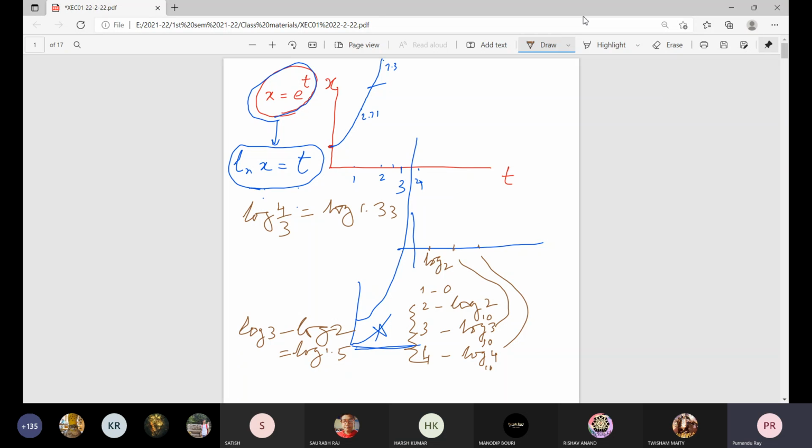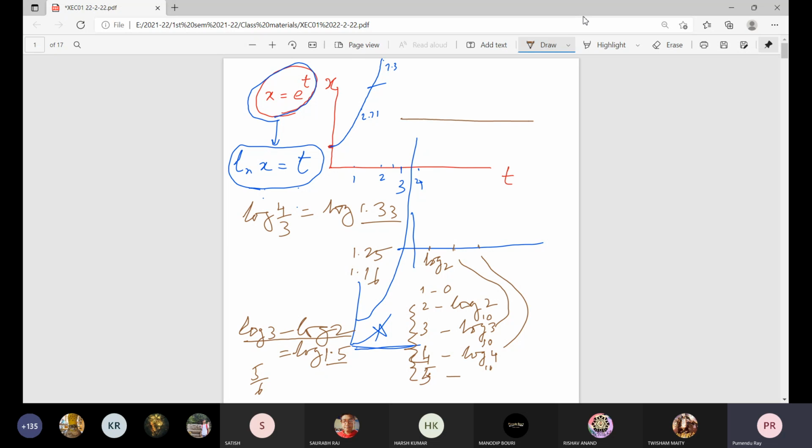Now the gap between 2 and 3 is log of 1.5. The gap between 3 and 4 is log 1.33. Similarly, the gap between 4 and 5 is log 5 by 4, that is 1.25. Then what about 5 and 6? Log 6 by 5 is 1.2 or something like that. So these gaps are reducing.